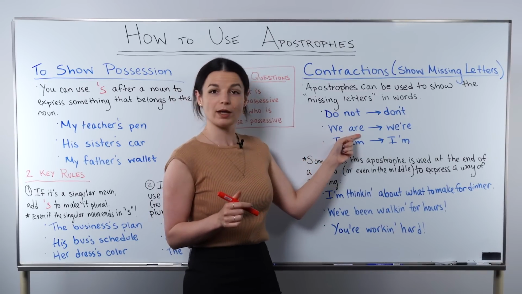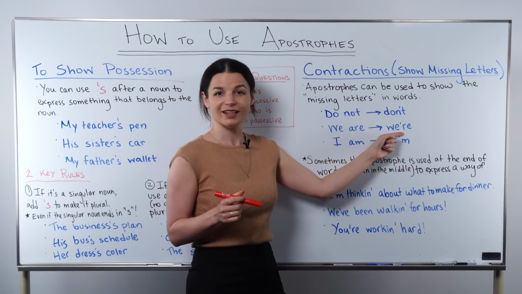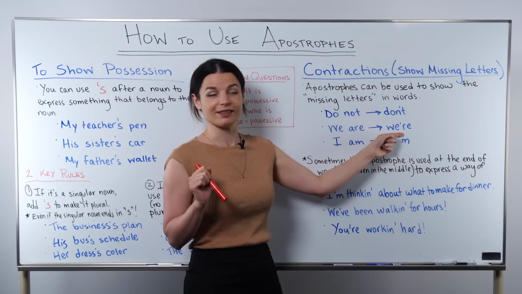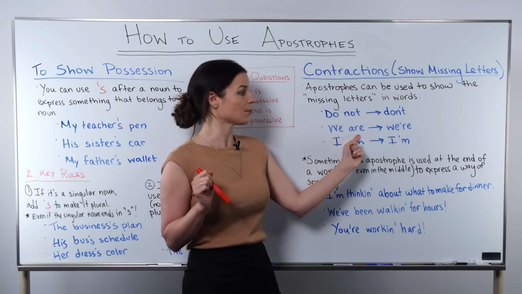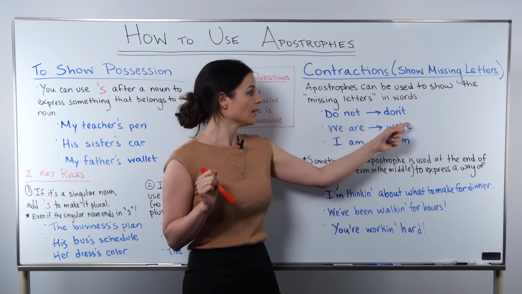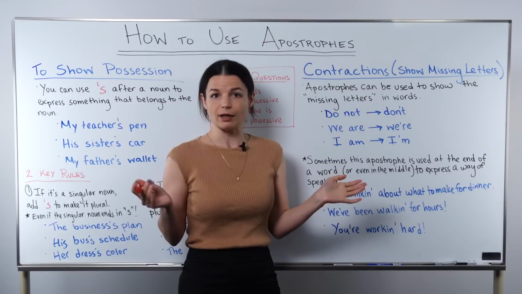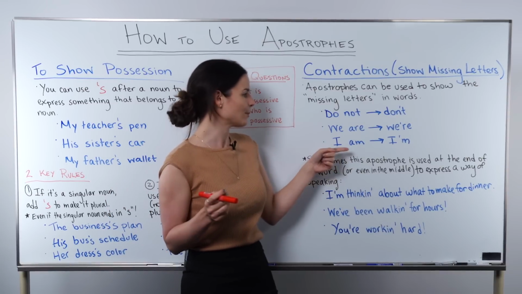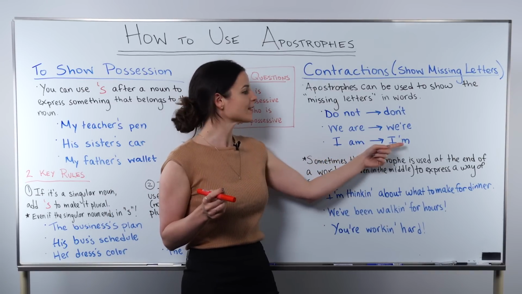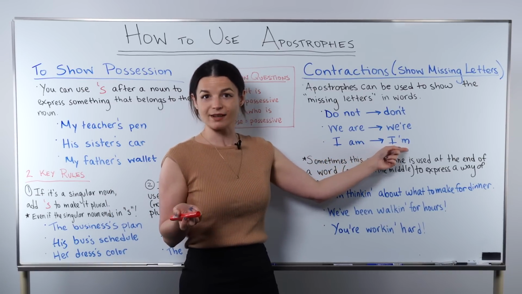Here's another example. We are. We are becomes we're, right? So again, we have a letter missing. In this case, it's the A. We are becomes we're. So the apostrophe shows where that letter used to be. One more example, I am, this becomes I'm.